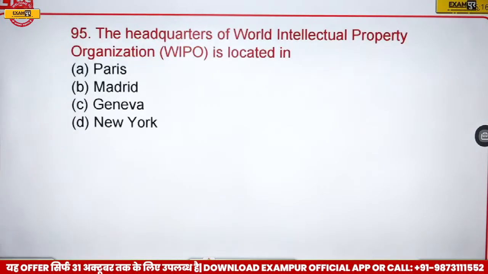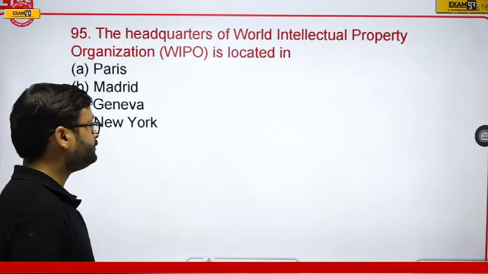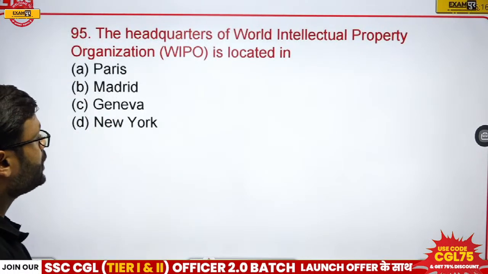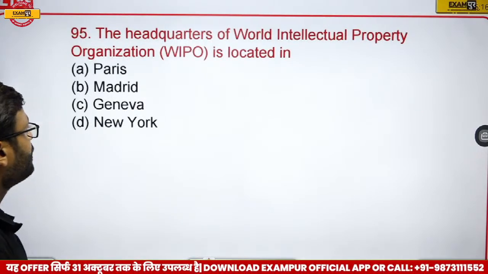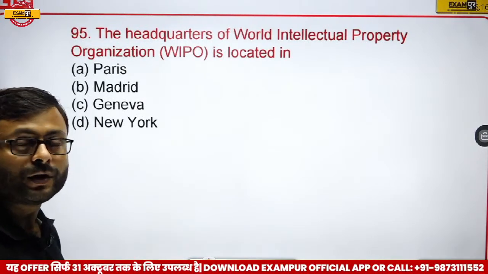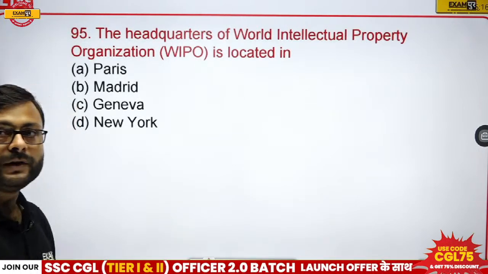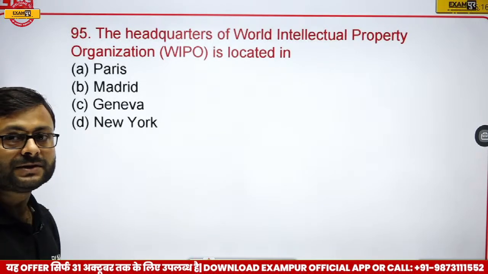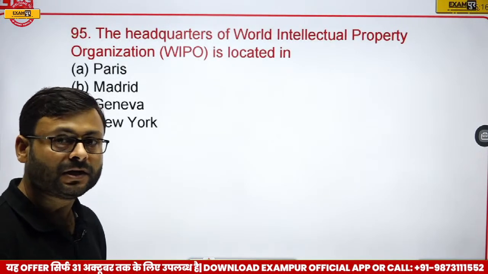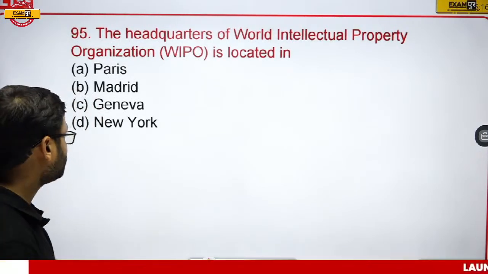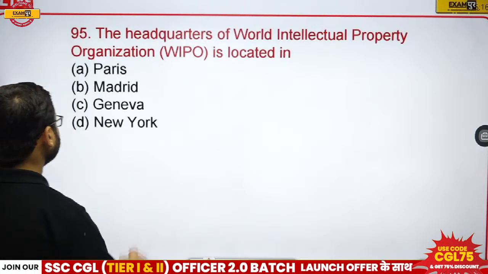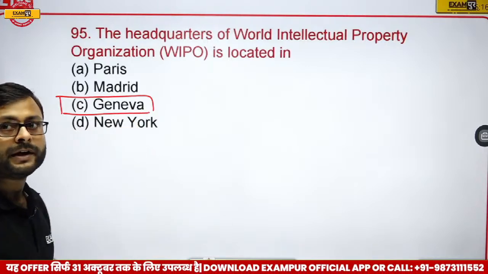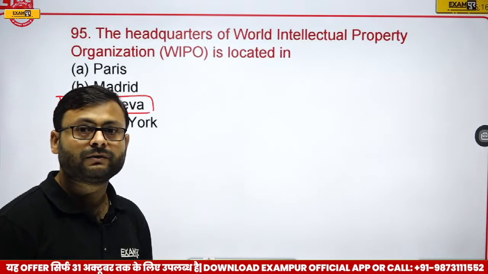Now come to the next question. Question number 19 is saying that the headquarters of World Intellectual Property Organization, WIPO, is located in. Where is the headquarters of WIPO? As we have earlier discussed, every organization which starts with world or international and ends with organization, the probability is that the headquarters will be located in Geneva.